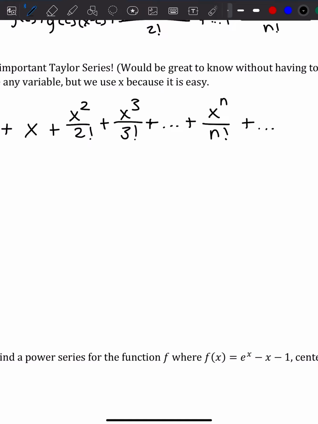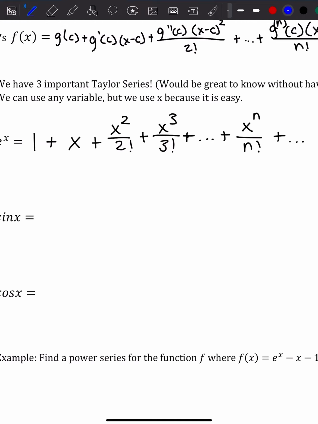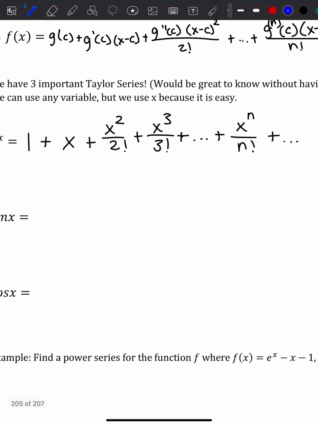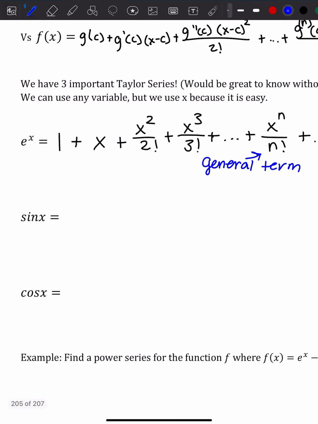One thing that we want to talk about really quick is when we look at a Taylor series, this nth term is also known as the general term. So sometimes we're asked about the general term, and that's what they mean. They want that nth term.